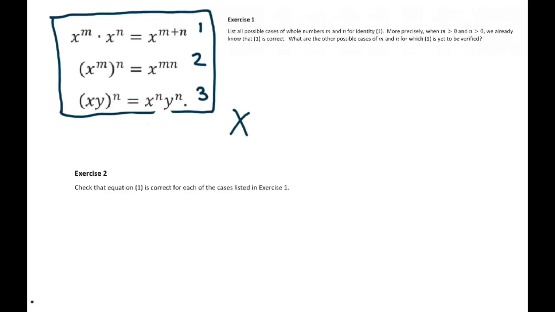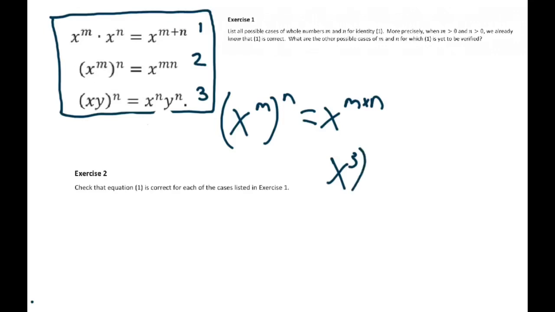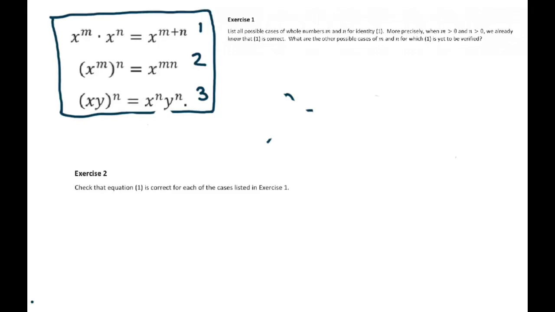So x to the m to the n equals x to the m times n. So we had x to the third, in parentheses, to the second. What would that equal? Well, you take these two numbers and you multiply them, and it equals, what's 3 times 2? 6, right? So it'd be x to the 3 times 2, or x to the 6th power. Alright, and then there's our third law here.